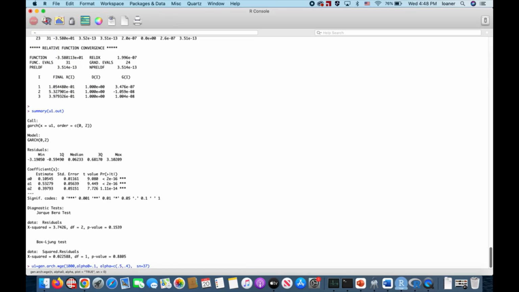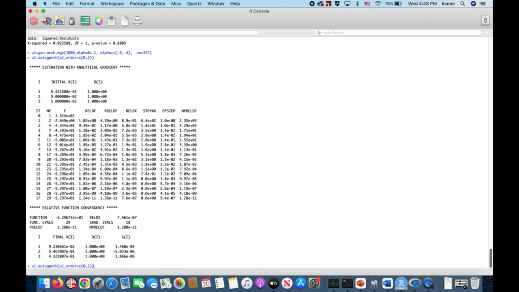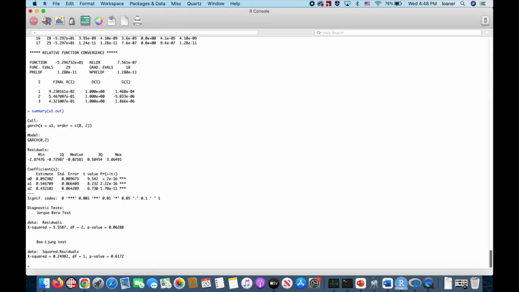So let me just say maybe seed 337, and let me estimate the parameters and do a summary. And again, I did a pretty good job. The alpha naught is about 0.1, alpha 1 is a little over 0.5, and alpha 2 is a little over 0.44. So those did well, and the data nearly rejected normality, but it didn't quite, and the Box-Ljung test seems okay. So that was sort of cheating because we were estimating the parameters of an ARCH2 model, knowing that it was an ARCH2 model.